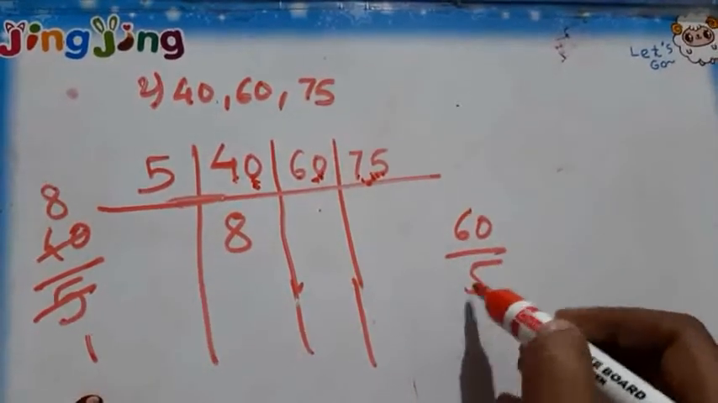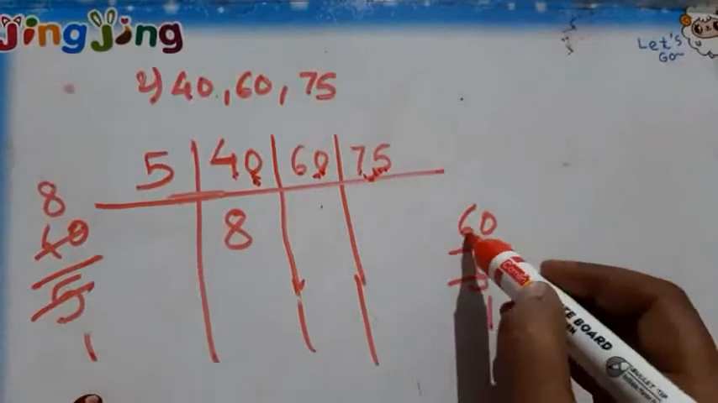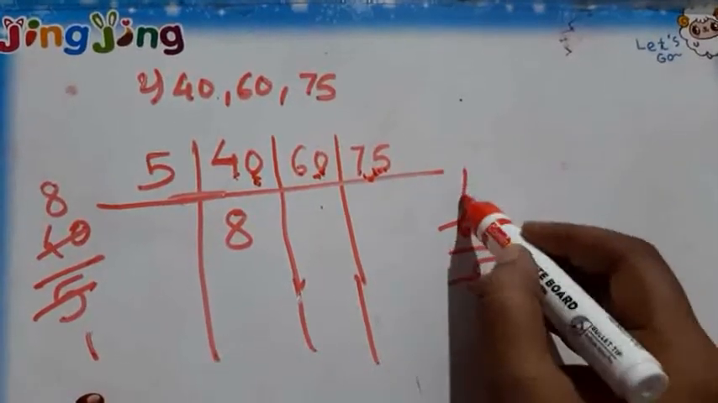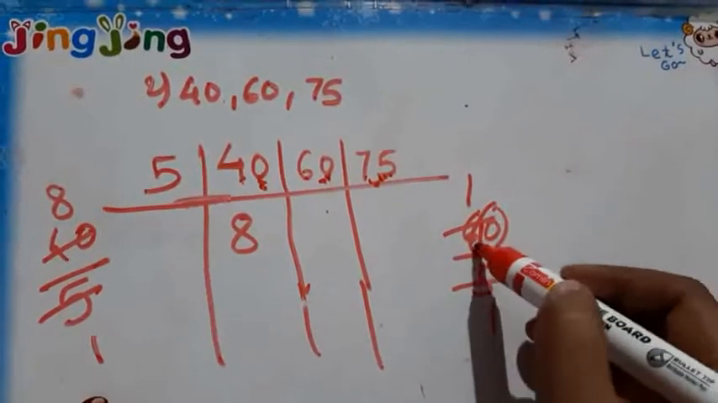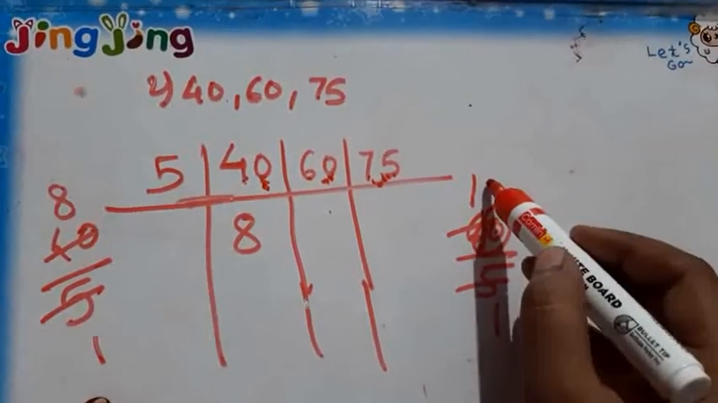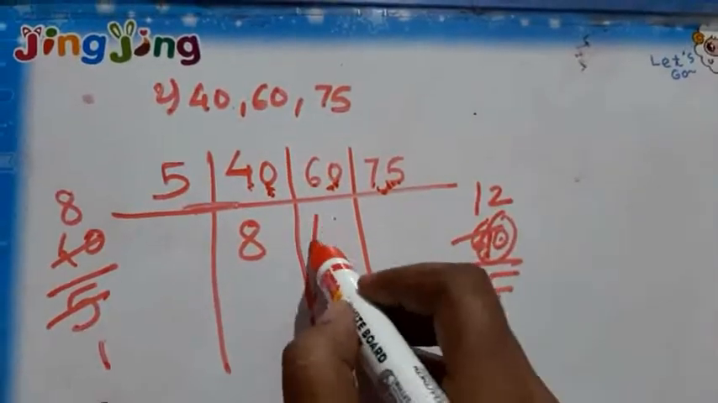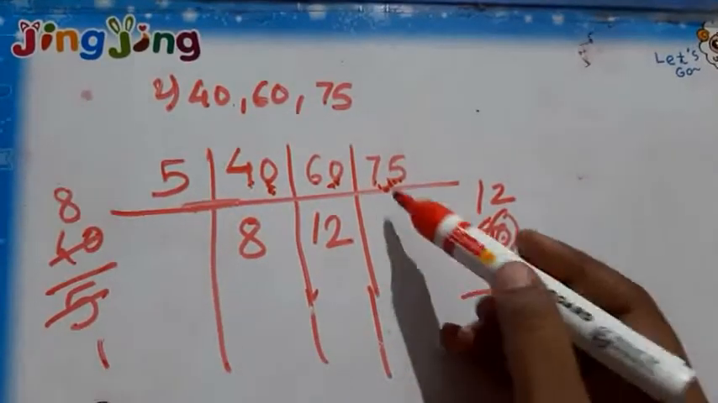60 divided by 5. 5 ones are 5. First digit is 6, so we can take 5 ones are 5. 6 minus 5 is 1. So this number will come now: 1 0, 10. So 5 2s are 10. So here will be 12.